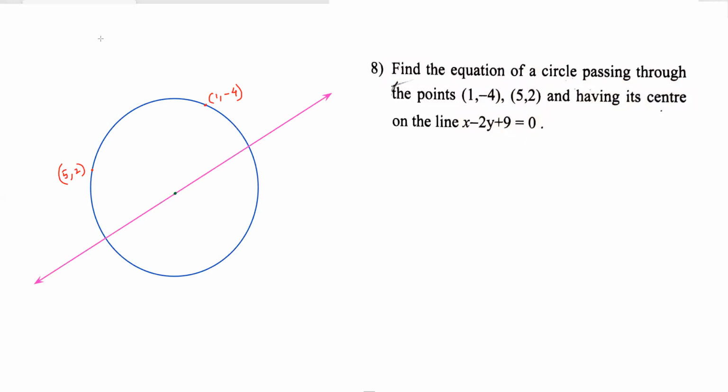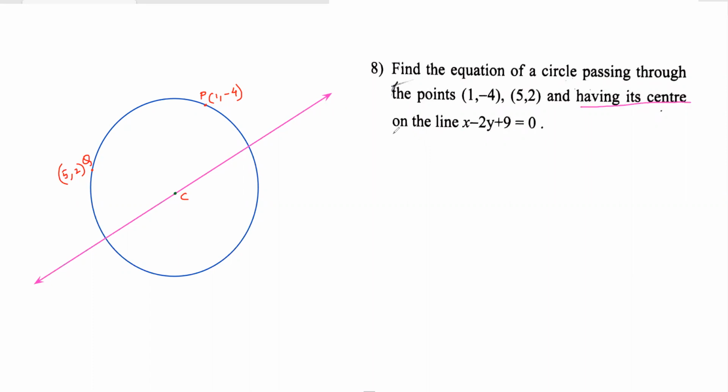The circle is passing through these 2 points. Let me name those points as P and Q. So one point here on the circle is P, the other point is Q. The circle is passing through these 2 points. The center of the circle, let us call it C.